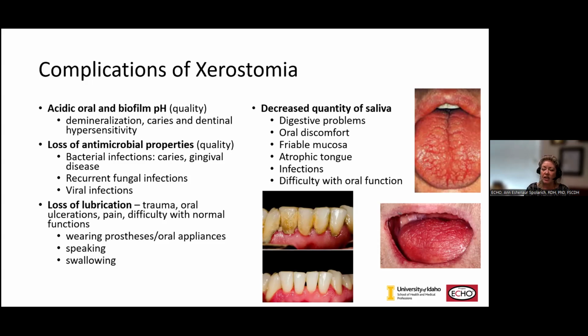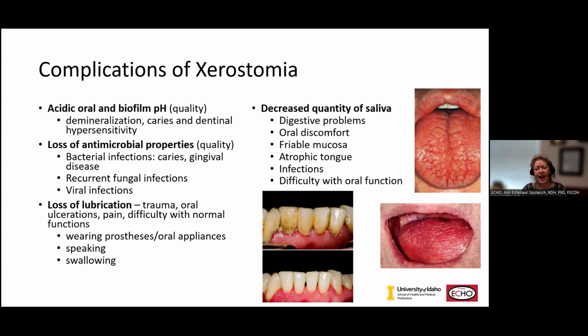So a few of these things we've talked about, but just another thing to mention is loss of lubrication makes it also difficult to wear dentures and oral appliances. It also makes it difficult for people to function. People will often have problems with speaking and with swallowing. And then, in addition to the digestive problems that we mentioned with decreased flow, you'll see more oral discomfort, friable mucosa. Sometimes the tongue will appear atrophied and more infections, and of course, difficulty with cleansability, swallowing, things like that.